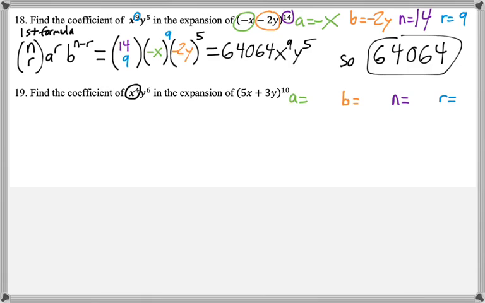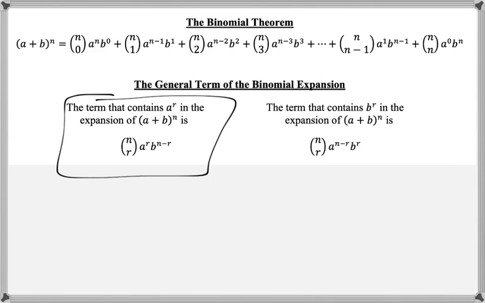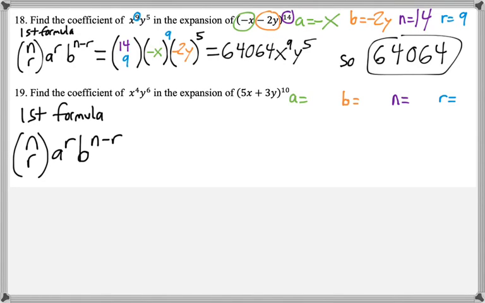But if you wanted to, you could instead focus on the y to the sixth and then use the second formula. So I'm using the first formula. a is 5x, b is 3y, n is 10, and r is 4.